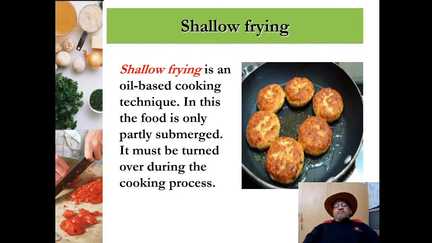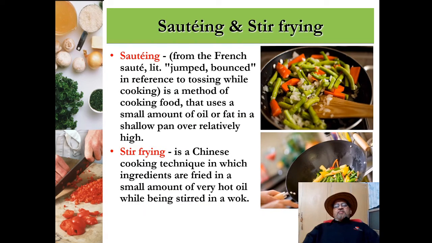Shallow frying. And sauteing and stir frying. These are the three types of frying. Saute means to toss. And stir frying is to toss and to stir. So keep moving the vegetables, meat, chicken, fish, poultry in the wok or in a sautéuse.